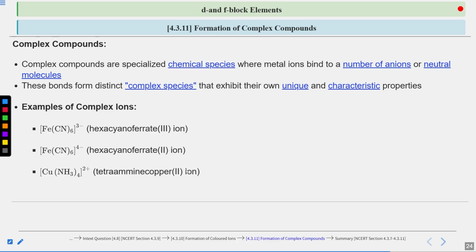Okay, so this +3, +2, +2, these are basically the representation of the oxidation states of the central metal atom. And you also observe that we show these oxidation states in Roman numerals, right? Next example is [PtCl4]2-, that is the tetrachloroplatinate(II) ion. So these are examples of complex ions where a central metal atom is present to which a number of anions or neutral molecules are bonding.